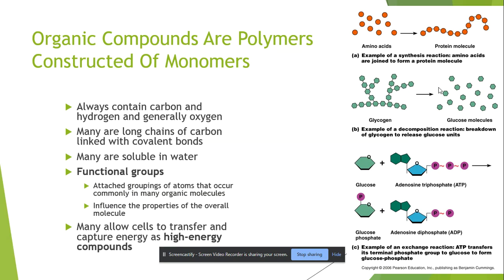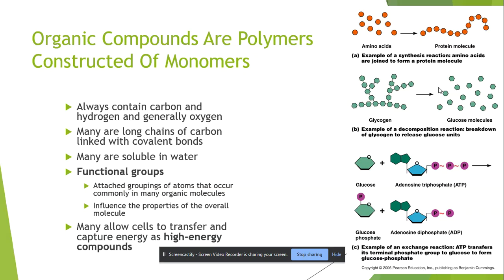Organic compounds are typically polymers that are constructed of monomers, so each of the categories that I just listed has a subunit classification. These always contain some sort of carbon, hydrogen, and generally an oxygen, as well as several different other subgroups. Many are long chains of carbons that are linked with covalent bonds. A lot of organic molecules are. Several of them are soluble in water, which helps them interact with each other inside the human body, and we'll talk about one in particular that's not.